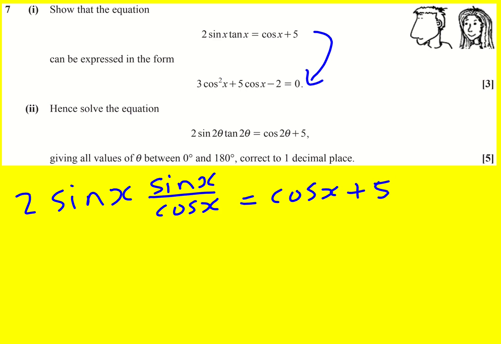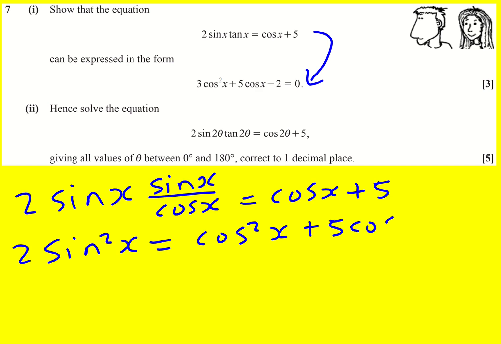Okay, and now I can see, how am I going to get my 5 cos x? Well, if I multiply through by cos x, that's going to sort it out. So I'm going to get 2 sine squared x equals cos squared x plus 5 cos x. And I've made this a bit simpler, but I've not got to where I need to at the moment. In my final answer, I've got cos squared, whereas now I've got sine squared.